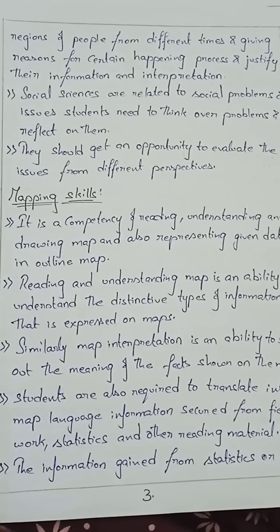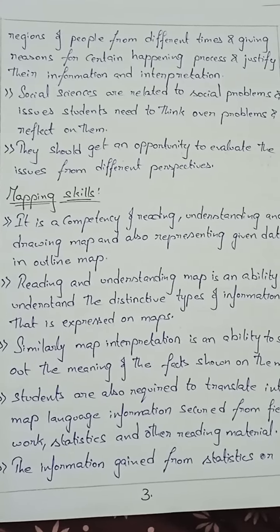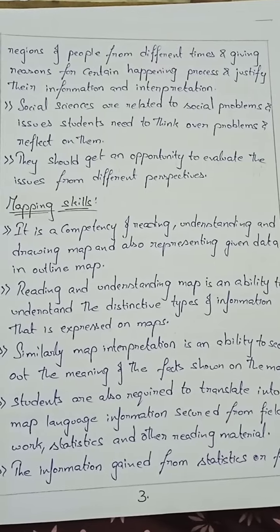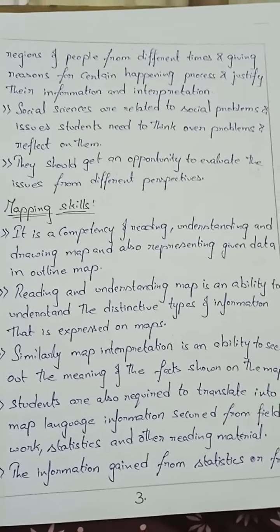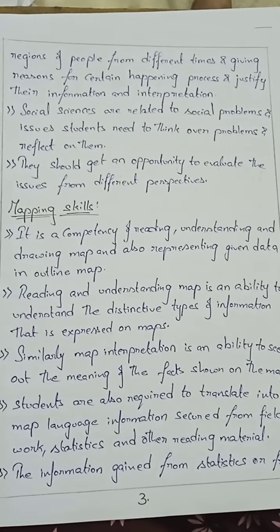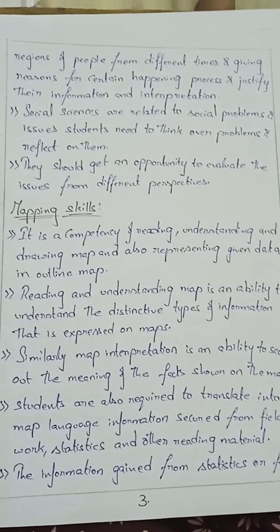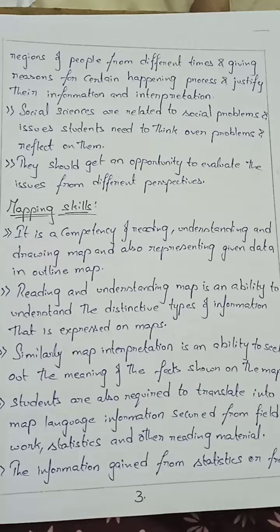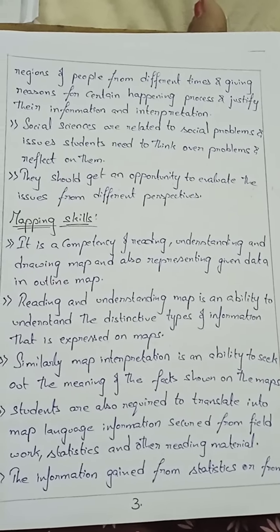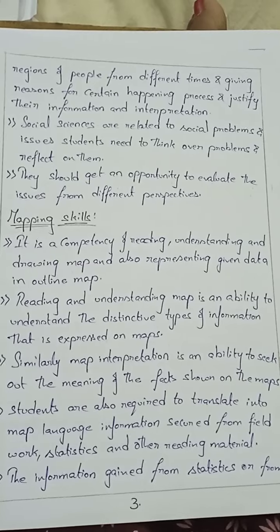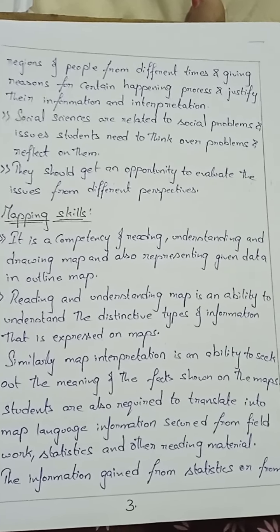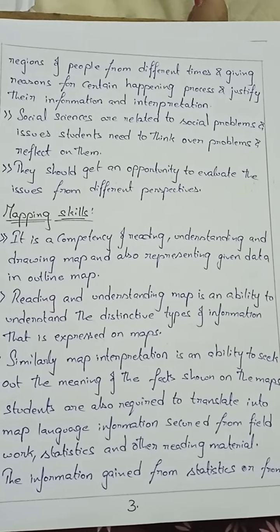Mapping skills. It is a competency of reading, understanding, and drawing maps, and also representing geographical data in outline maps. Reading and understanding a map is an ability to understand the distinctive types of information that are expressed on maps. Similarly, map interpretation is an ability to seek out the meaning of the facts shown in the maps. Students are also required to translate into map language information secured from field work, statistics, and other reading material.